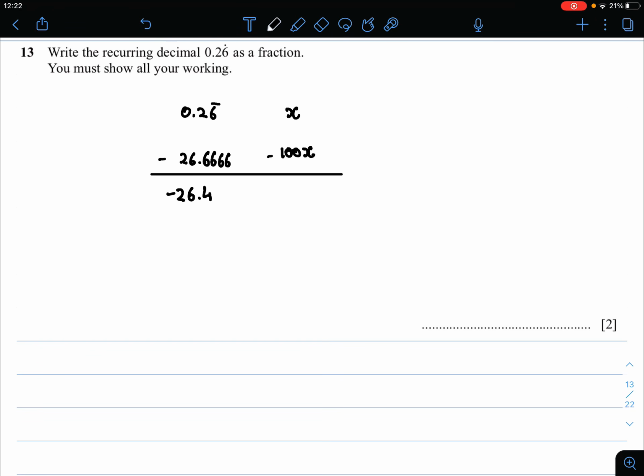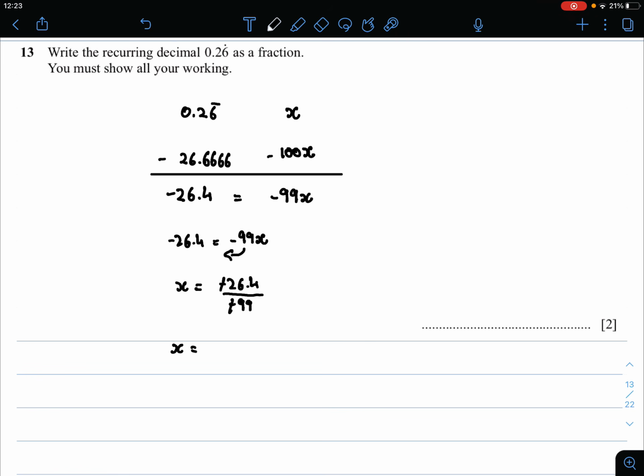Now as you can see, we've got rid of the recurring decimal, and now you take the difference of the variables as well. So x minus 100x will give you negative 99x, and then you can equate the two. So negative 26.4 equals negative 99x. So you can take the negative 99 to the other side of the equation. So x is equal to negative 26.4 divided by negative 99, because multiplication becomes division when you take it from one side of the equation to the other. You can cancel the minus and the minus.